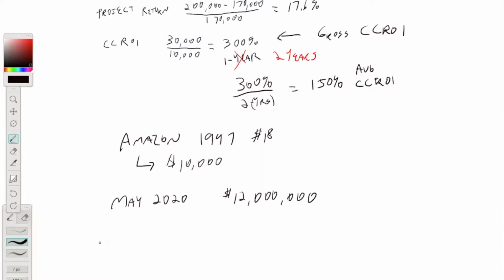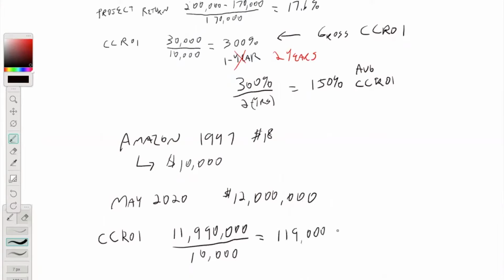So let's figure out what our gross cash-on-cash ROI would be on that particular investment. In this case, you end up making $11,990,000 divided by your investment of $10,000. This gives you a 119,000% cash-on-cash ROI, gross cash-on-cash ROI. I'll put the right underneath here. We'll put this as gross so we know that this is not annual. This is over the whole time of the term.